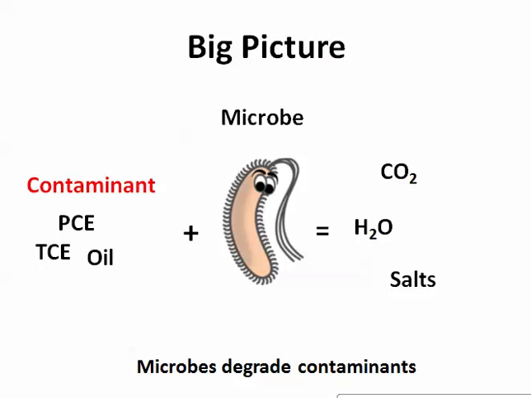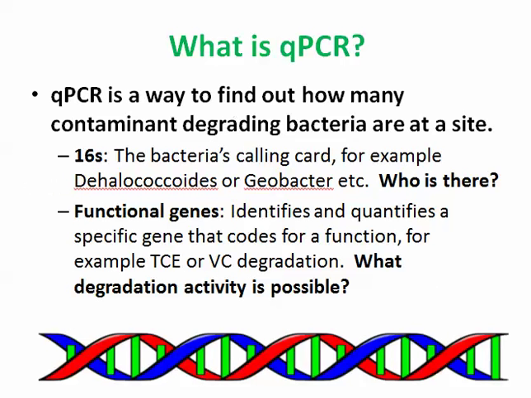So, the big picture. The big picture is that microbes degrade contaminants. There's a lot that goes into this, but the bottom line is that microbes convert toxic chemicals to carbon dioxide, water, and salt.